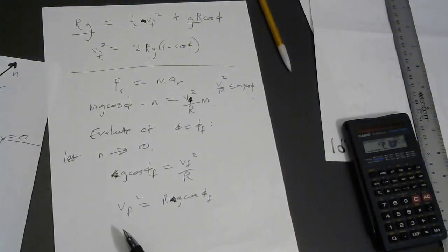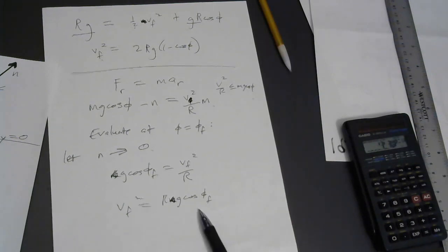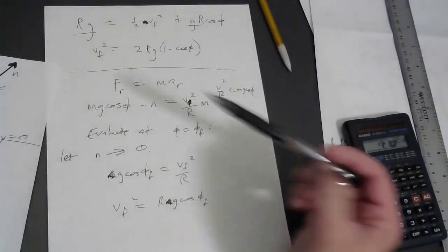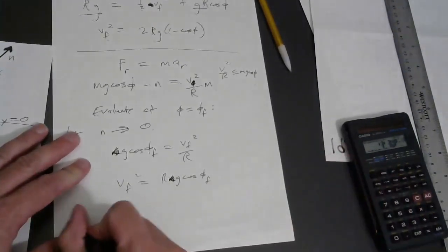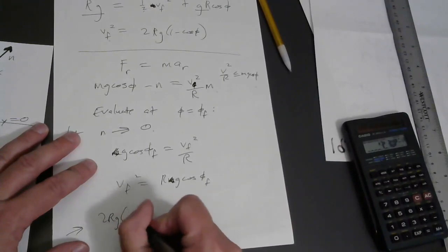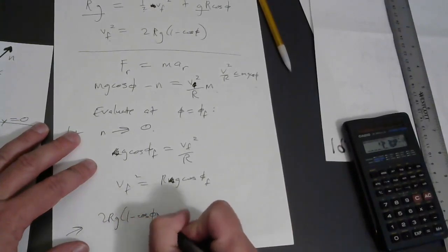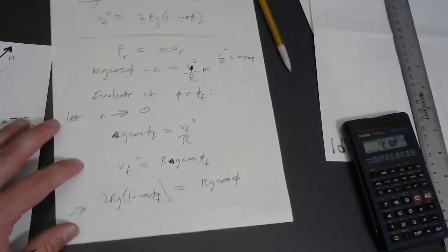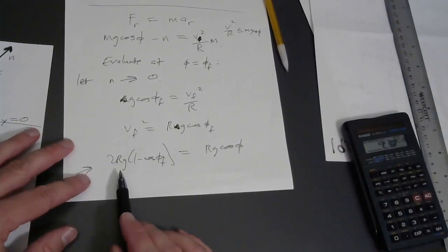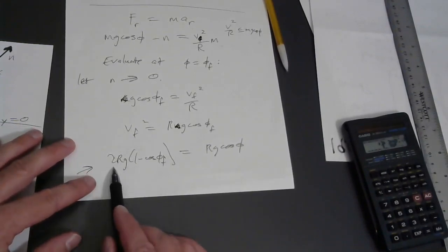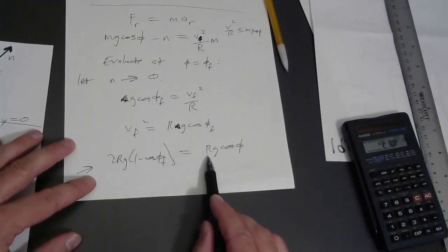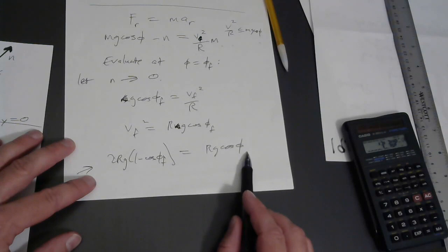But at the particular angle where they lift off, the normal force goes to 0, and F equals ma along the r-axis tells us this has to be true. So if they're both true, if this is v squared and this is v squared, can't we set them equal to each other? So 2rg times 1 minus cos phi final, that would have to equal rg cos phi final. And let's look at what we've got here. If we distribute this, we've got a 2rg cos phi. So two of those on the left side with a minus sign, and one of them over here. This is just 1 times rg cos phi.